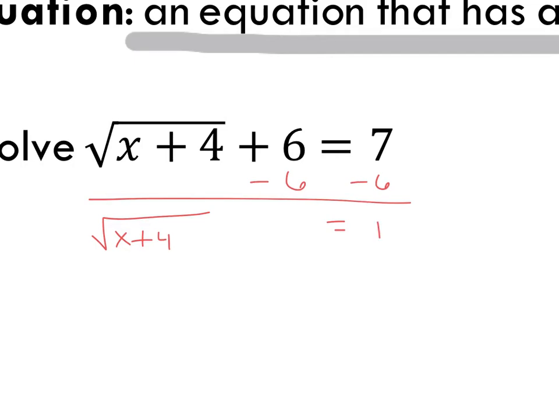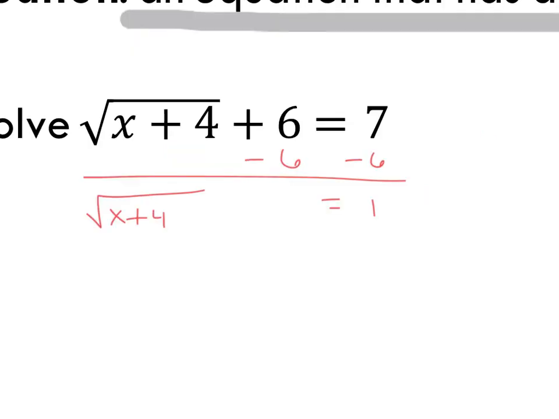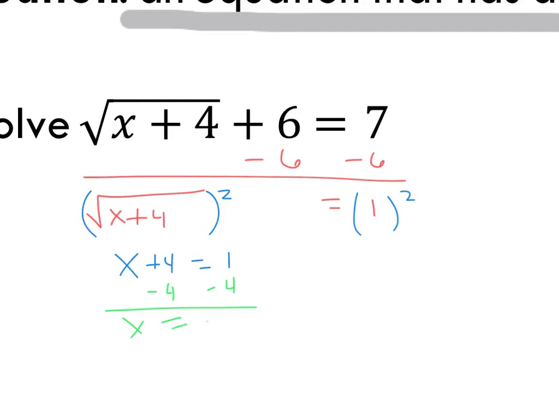Now what do we do now? How are we going to get rid of the square root? Well, we're going to square both sides. When we do so, the radical on the left side of the equation is no longer a radical. So we have x plus 4 equals 1. And then this just becomes a normal equation for us to solve. So we're going to subtract 4. We'll get x equals negative 3.